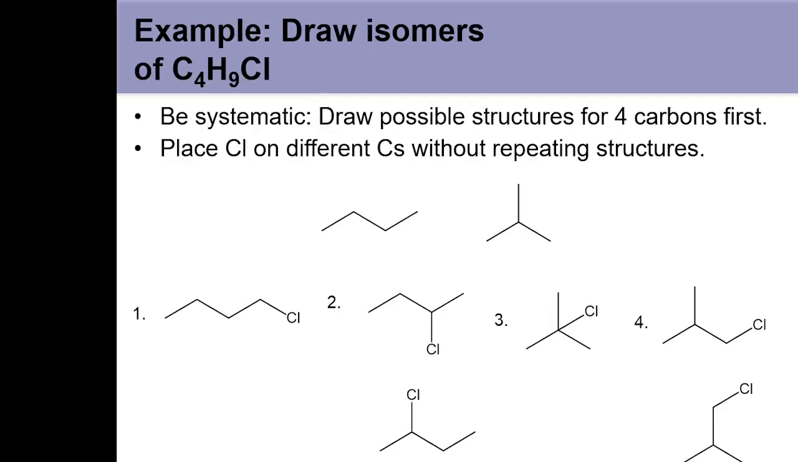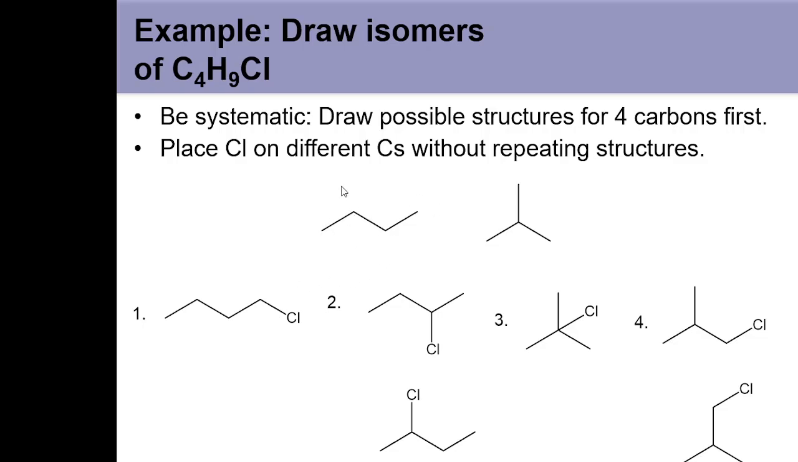Now, for a specific example, we need to learn how to draw the different structural base chains first. For example, with 4 carbons, C4H9Cl, you might want to show first how many different possible ways of bonding you can have. With 4 carbons, you can have 4 carbons in a row, or you can have 4 carbons forming a branched structure. Then on each possible structure, you try to put the chlorine on different carbons.